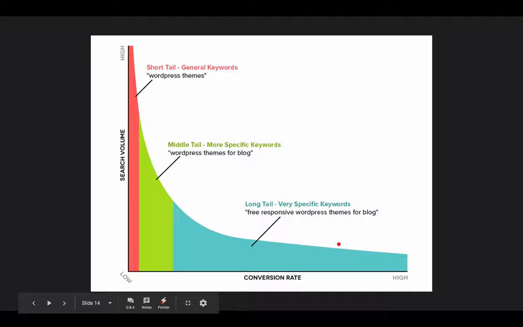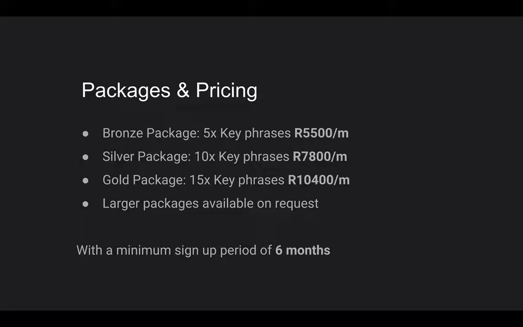Let's quickly talk about our packages and pricing. We have 3 standard packages. This is just to get you started, and sometimes a lot of companies would rather take a custom quote, but these are just to give you an idea. We have a bronze package of 5 keyword phrases, 5 keywords per month, and it is an amount of 5,500 a month. Silver at 7,800, gold at 10,400. And all of these packages have a minimum sign up period of 6 months.